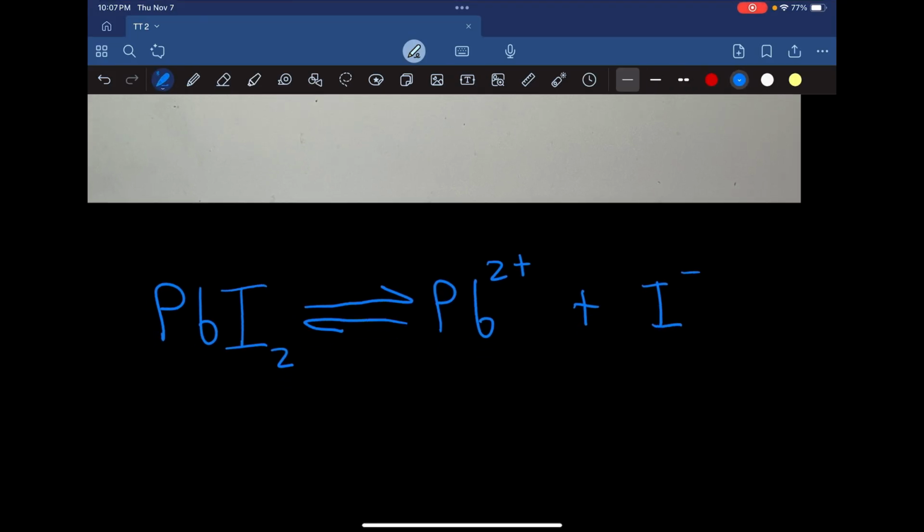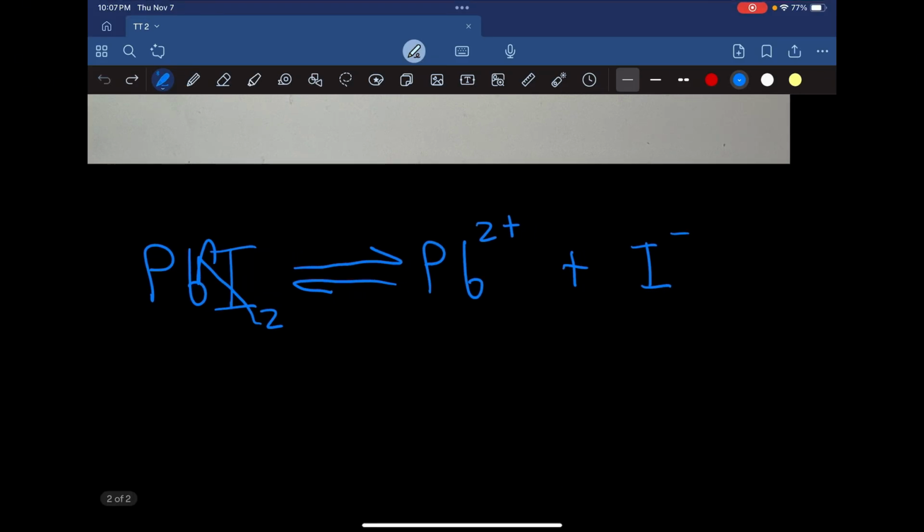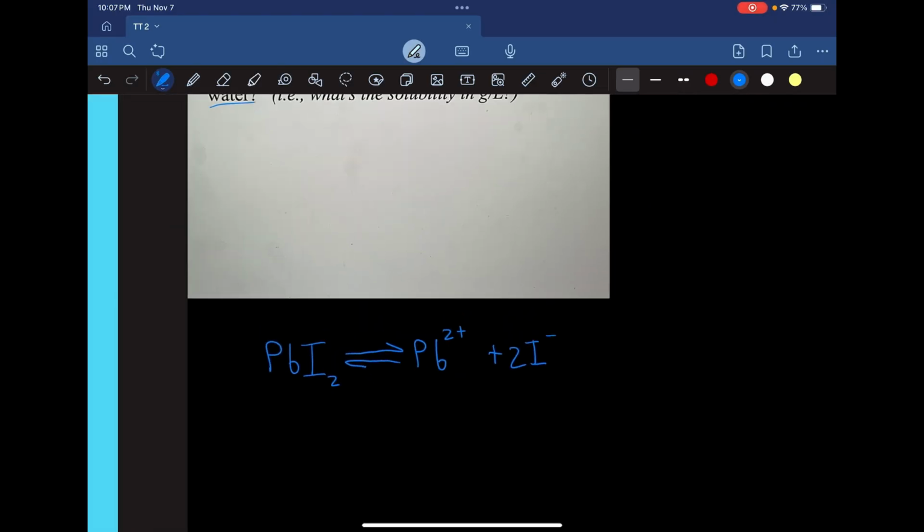Of course, we know that this crisscrosses, so the 2 goes to the Pb and the minus goes to the I. And now when we look at this, we see an imbalanced equation. There are 2 I's on the left and 1 I on the right side. So whenever I see a number like that, I just like to put it in front. So there it is.